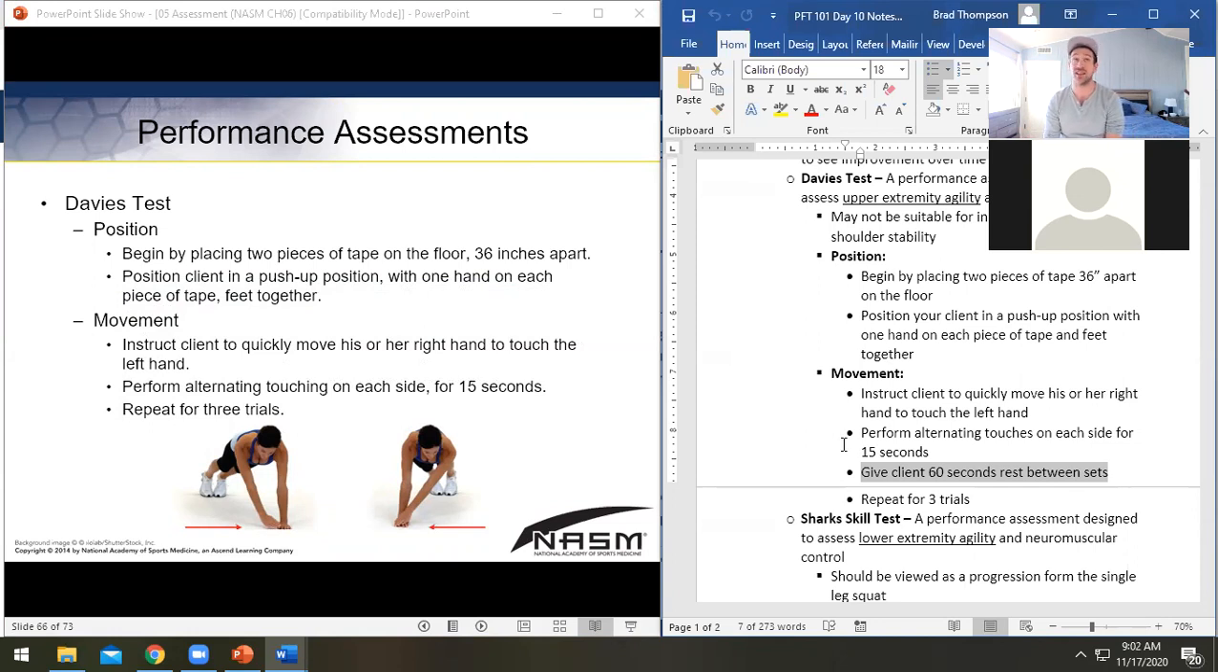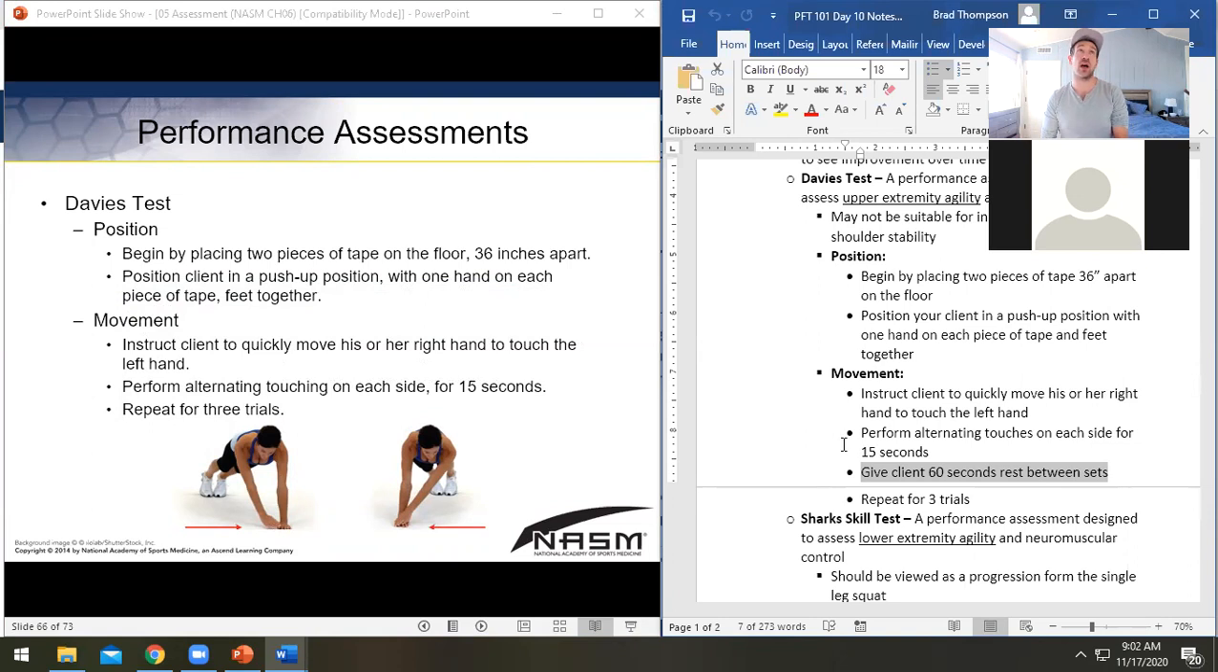You'll get a question that says, blank assesses upper body agility, right? That's the Davies test. Or maybe you'll get a question that says, the Davies test has clients put their hands blank inches apart, and that answer is 36, right? Or an upper body assessment where the client reaches from hand to hand and touches for 15 seconds, as many repetitions as possible, is known as the what? And that's the Davies test. Any variation of that, those are the pieces of information you want to grab onto, right? It's an upper body agility assessment. It's 15 seconds per round, and it's 36 inches apart.